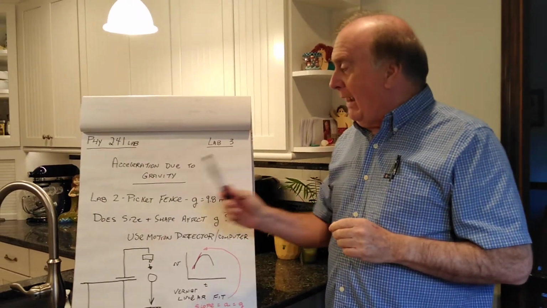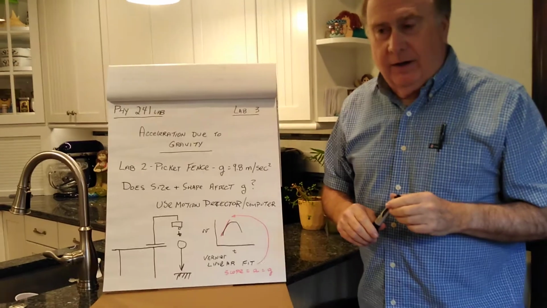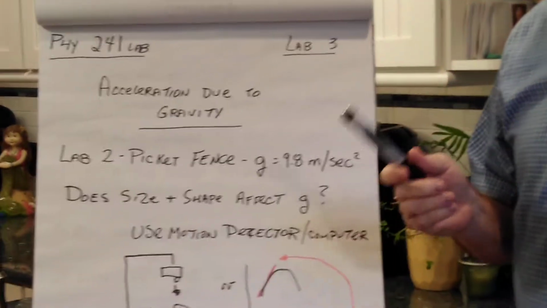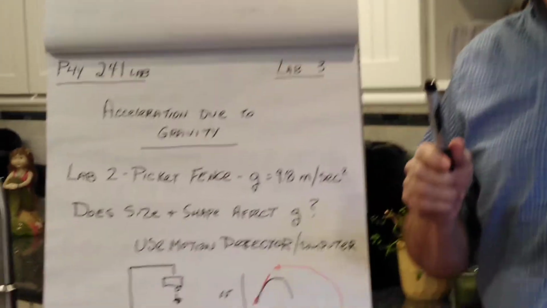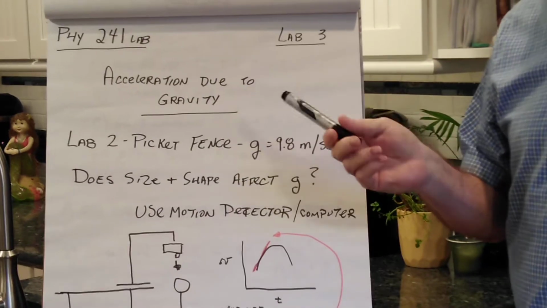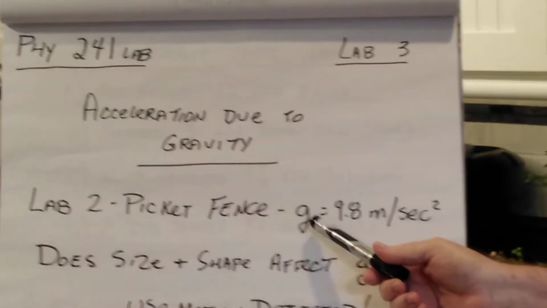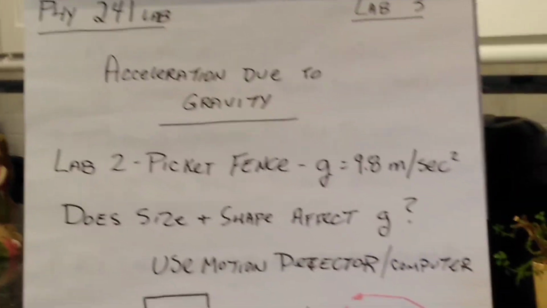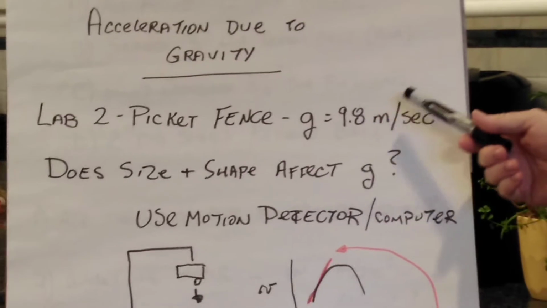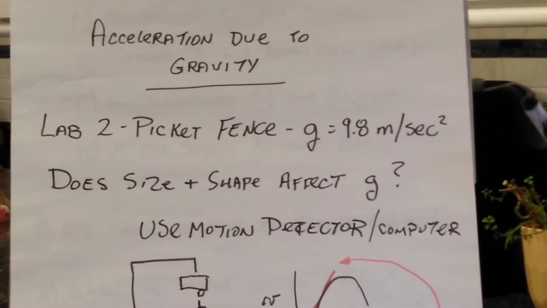Remember when we did Lab 2, we dropped the picket fence through the photo gate, and hooking that photo gate up to a computer, we generated a graph, a V over T graph. And using the linear fit function of our Vernier software, we determined that the gravity of the picket fence going through the photo gate was 9.8 meters per second squared. That's the acceleration due to gravity.